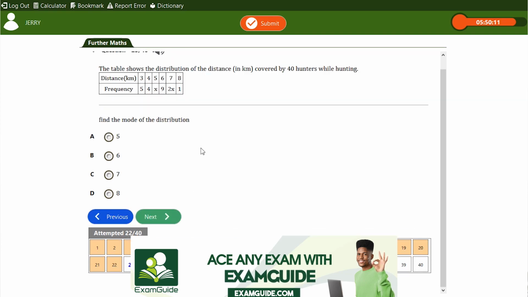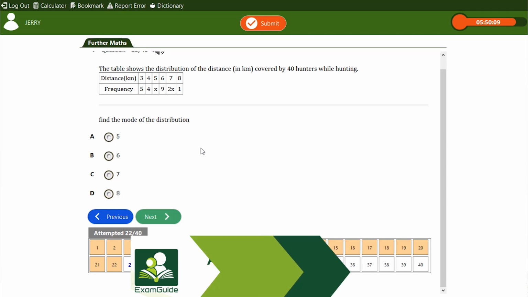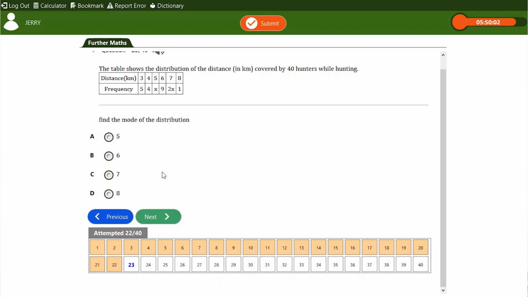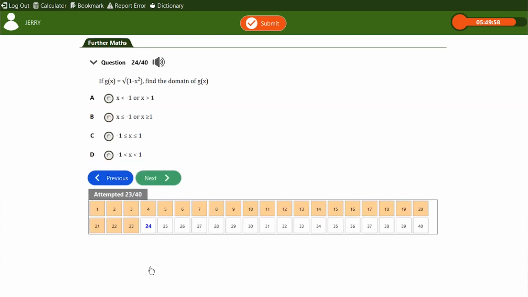Find the mode of the distribution. I think mode question is not a question anyway. If s is 7, 2 times 7 is 14. Therefore, the mode is what? 7. You don't solve anything in this one. Just mode, highest occurring frequency. Recall.